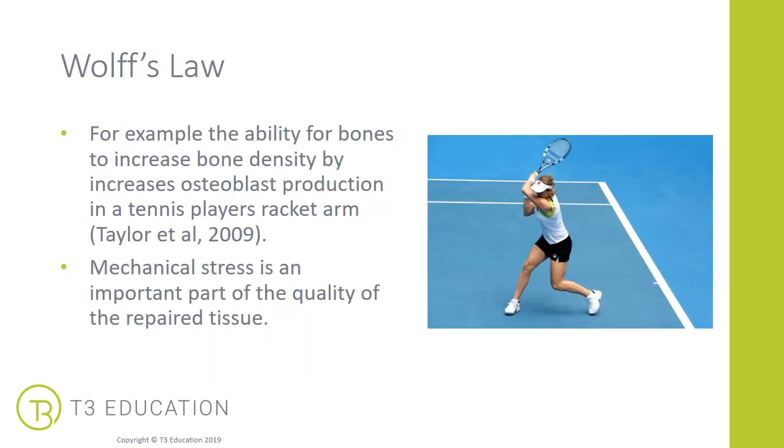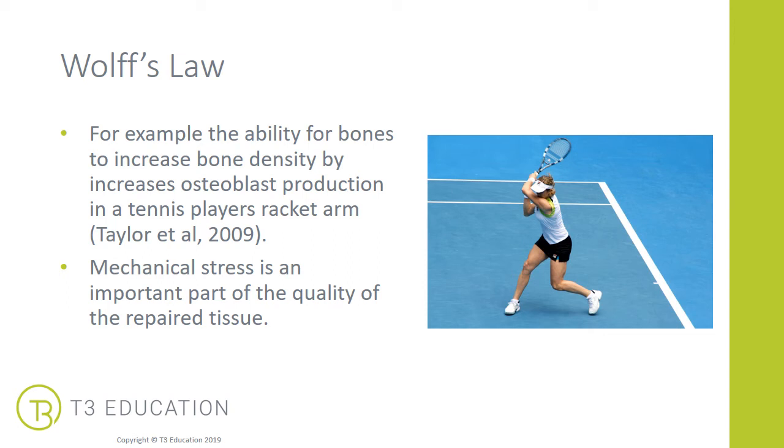And it's also an example of Wolff's Law. A study by Taylor found there was an increased amount of osteoblast production in a tennis player's racket arm as opposed to their non-racket arm. So the more mechanical stress they were creating on that arm increased that cellular production, creating stronger bones. Therefore, it's really important that we create enough mechanical stress to help improve the quality of the repaired tissue, if we're thinking about how Wolff's Law relates to collagen.